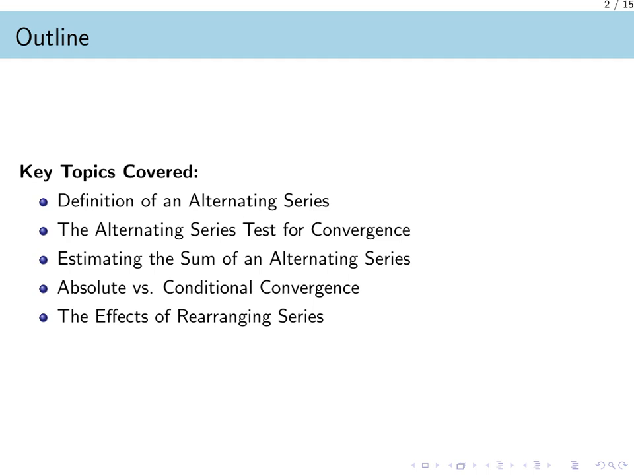We will begin by defining what an alternating series is and learning a simple, three-part test to determine if it converges. Next, we will see how to estimate the sum of a convergent alternating series, which is a very practical tool. After that, we will introduce the critical distinction between absolute and conditional convergence. This will lead us to our final topic, the surprising and important consequences of rearranging the terms of a series, where we will find that the order of addition can sometimes change the sum.